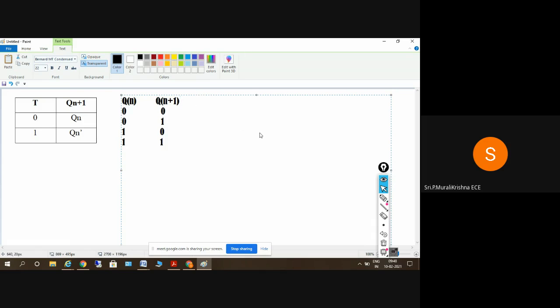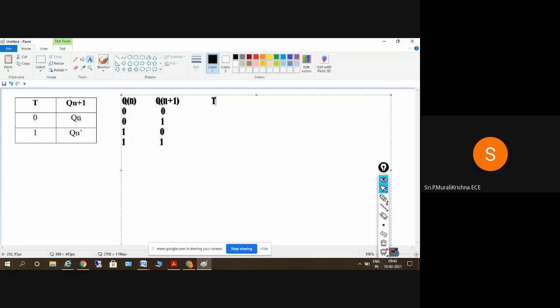Okay, and what we need here is the value of T. So check this case here. What is the truth table here? We'll be having no change state and complementing state here. We'll be having two possibilities here. One is no change state, the other one is the complementing state.